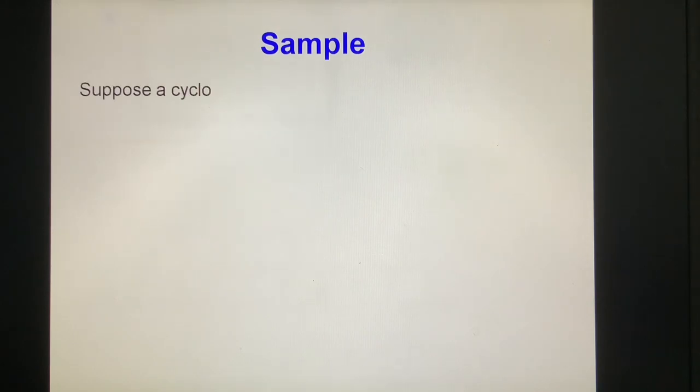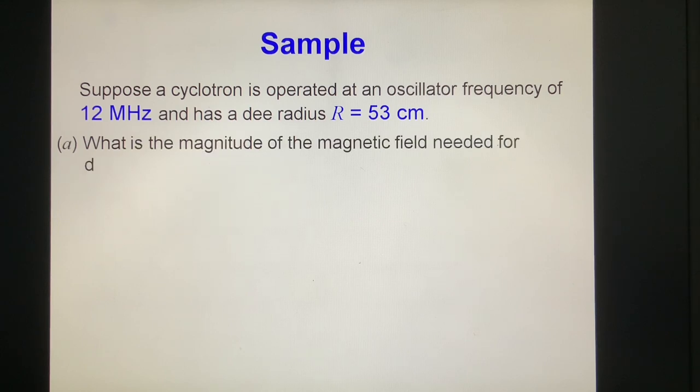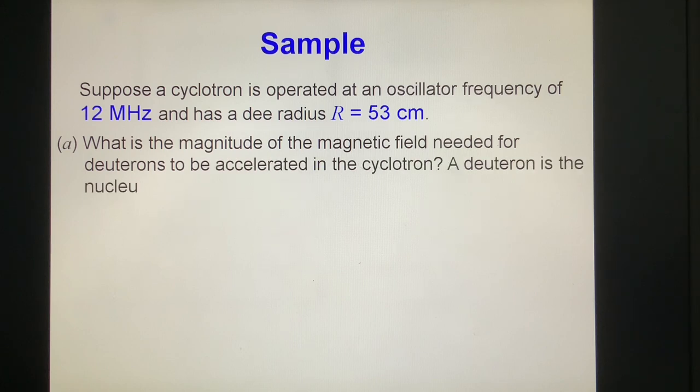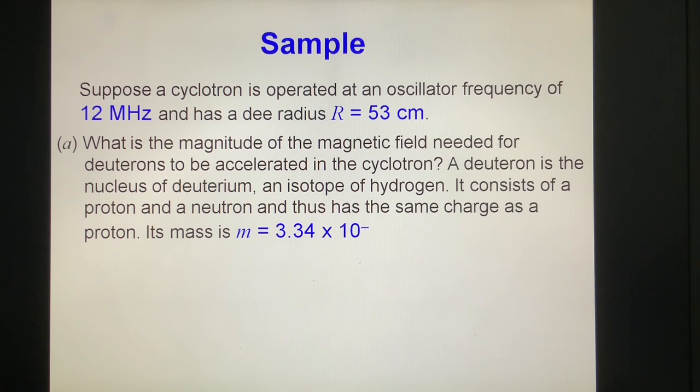Sample. Suppose a cyclotron is operated at an oscillator frequency of 12 megahertz and has a D radius R of 53 centimeter. Question A. What is the magnitude of the magnetic field needed for deuterons to be accelerated in the cyclotron? A deuteron is the nucleus of deuterium, an isotope of hydrogen. It consists of a proton and a neutron, and thus has the same charge as the proton. Now, the mass is double, and the charge is the same as hydrogen.